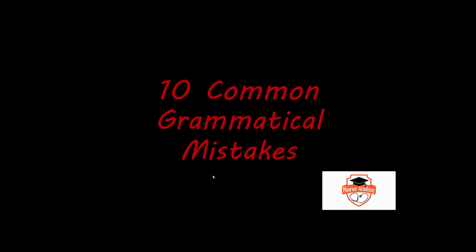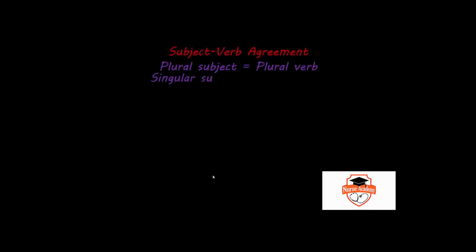Let's discuss the 10 common grammatical mistakes that we see throughout our careers. The first one that we encounter is subject-verb agreement. What this means is that if you have a plural subject, you want to match it to a plural verb. And if you have a singular subject, you want to match that to a singular verb. So what do you not want to do?